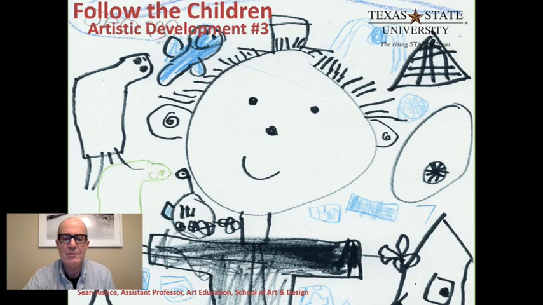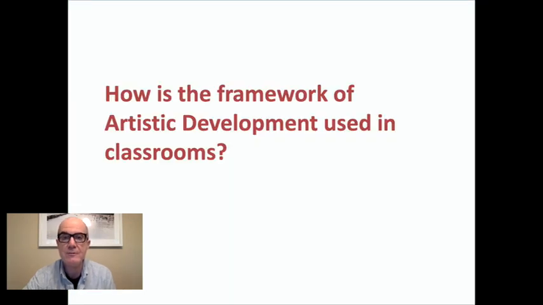So, as you know, we've been talking about artistic development, what it is, and I'm not going to go into that again. At this point, the question changes to how is the framework used in classrooms? How does the framework help us identify the work we need to do and what we're going to do in terms of helping our children learn? Presentations 1 and 2 really explored the framework in a lot of detail. This presentation turns more towards practice.